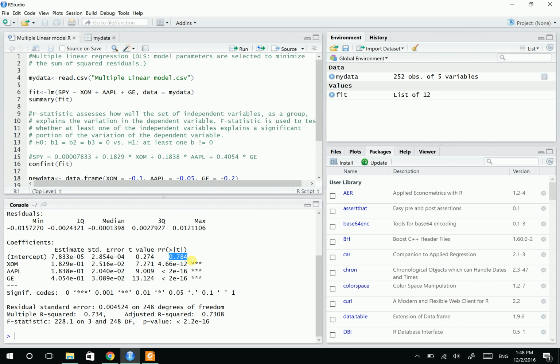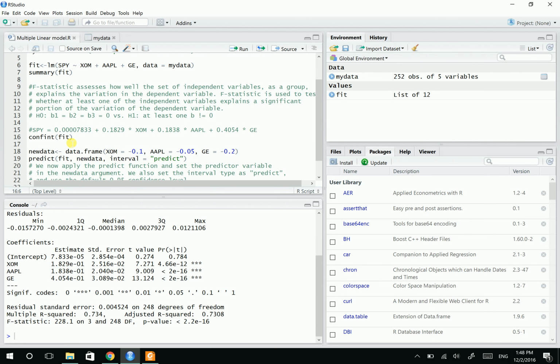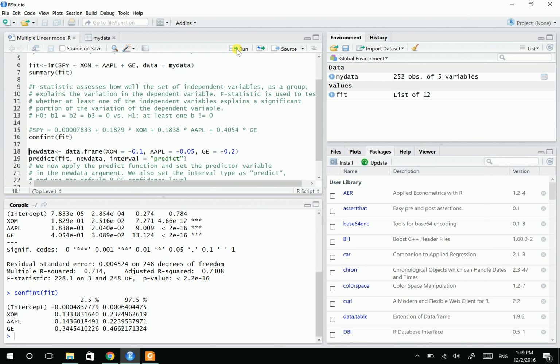So based on these coefficients, we can write down the equation here. SPY equals the intercept plus the coefficient B1 times Exxon, plus B2 times Apple, plus B3 times GE. This command, confint, is for the confidence interval for all the betas, all the coefficients.